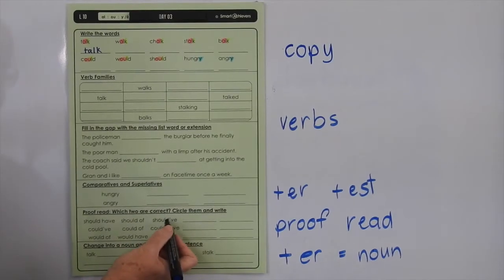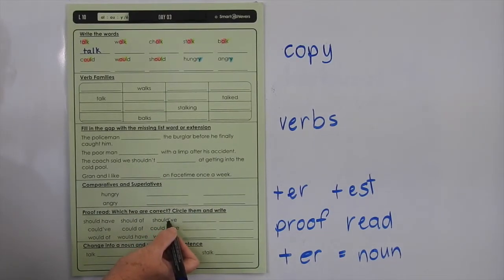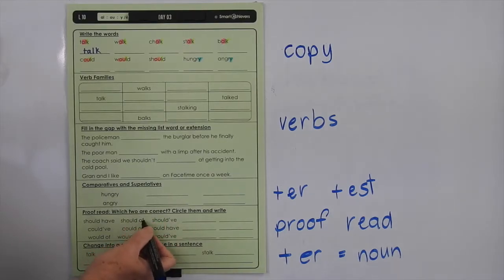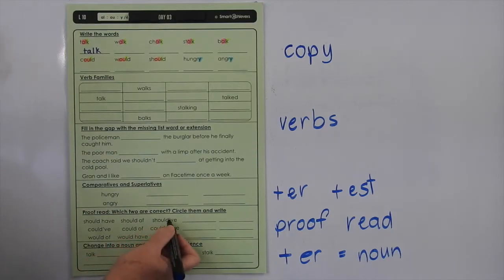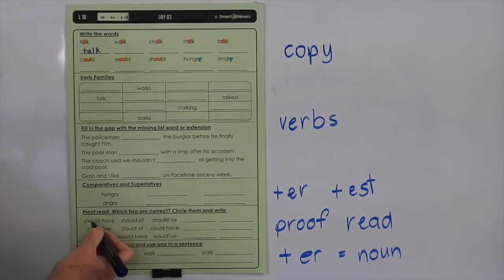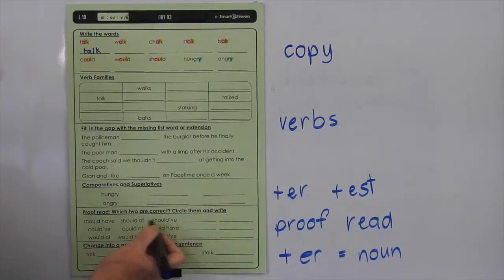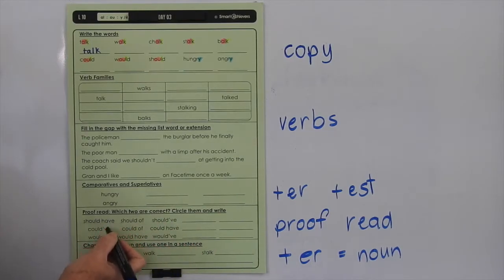So hopefully you know that should've is short for should have, not should of. That's a common error that a lot of people make. So just be careful. Should've is the shortened version, the contraction of should have.